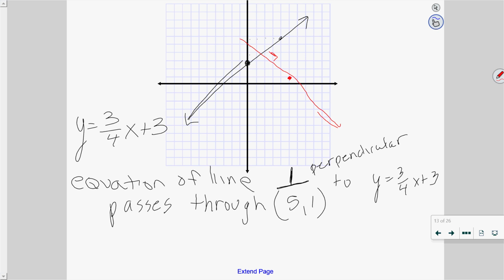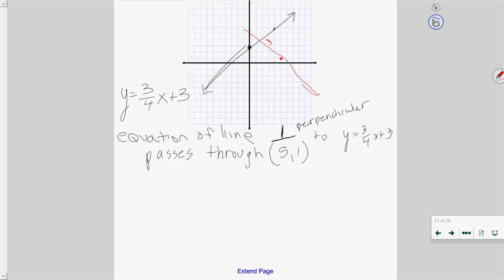I don't think you can really tell where it's going to cross the y-axis. So we're going to do an equation, and again, it's going to have fractions in it. So y minus y1 and x minus x1. My suggestion to you first: put in the point. The point's nice and easy. y minus 1 equals m times x minus 5.